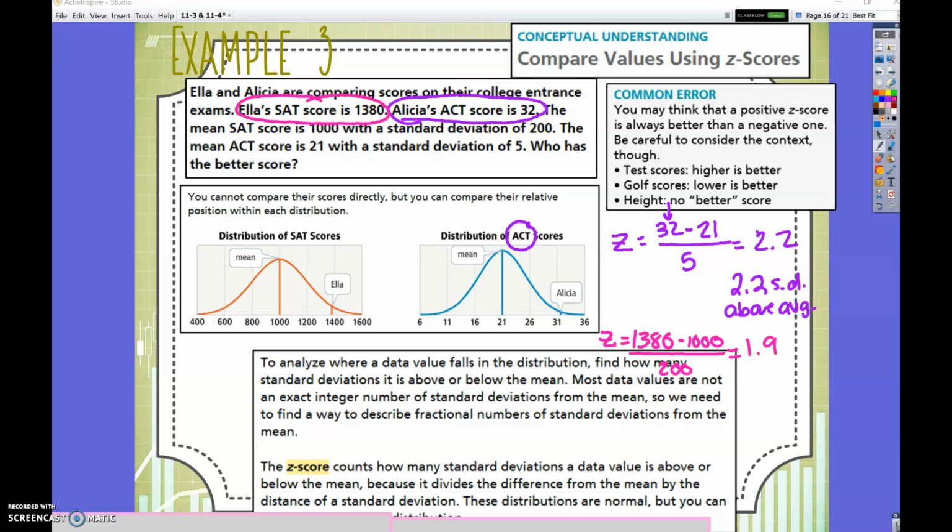Now, Ella took the SAT, so she got a 1380. Again, I followed the z-score formula, and she has a 1.9. So that means she's 1.9 standard deviations above average. Who did better then? Well, since Alicia's z-score is higher, that puts her further out on her scale. So that means she did better than Ella did, even though they took different tests.